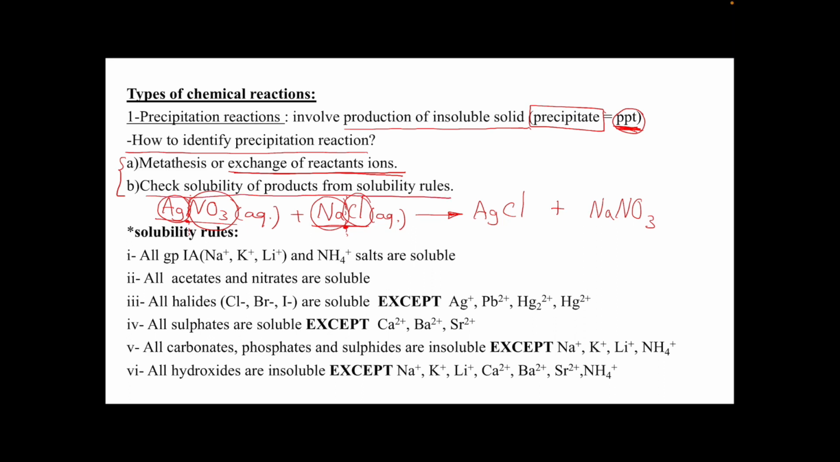The second step is to check the solubility of products from solubility rules. Now we are going to apply the solubility rules. What are the solubility rules? Solubility rules are a group of statements that describe the solubility or insolubility of some chemical compounds.